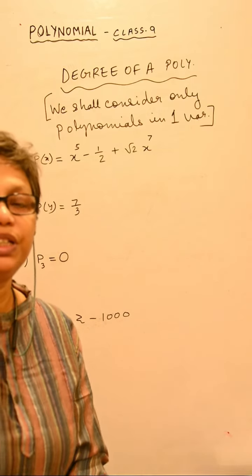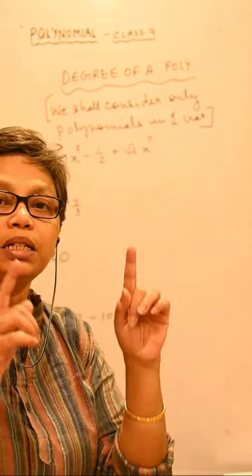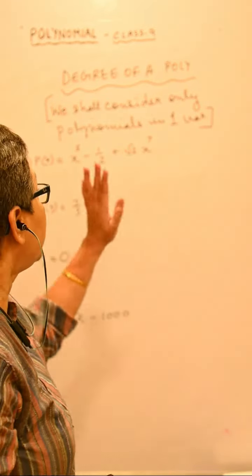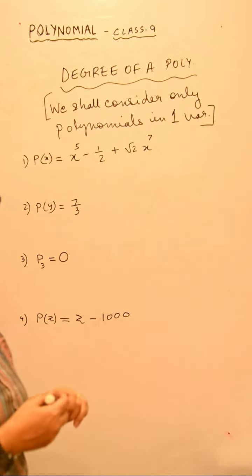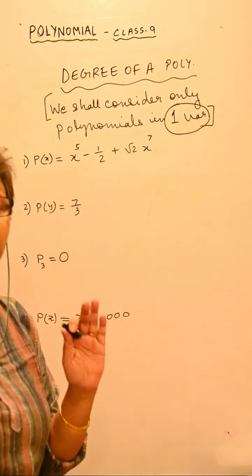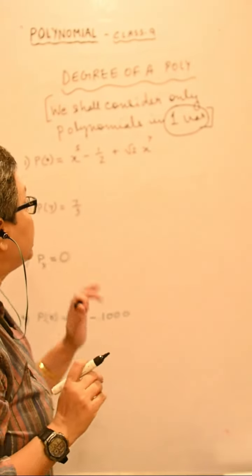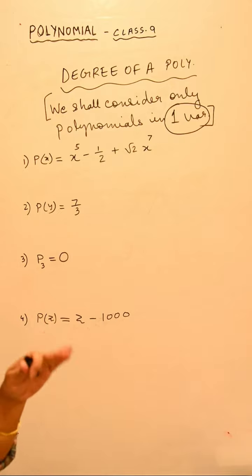In this video, we'll discuss only the degree of a polynomial. What do we mean by the degree of a polynomial? Note that I have written here that we shall consider only polynomials in one variable. That is, it will contain only one variable, and that may be x or y or z, whatever it is. Also, please note, this time when I have written the examples, I have named the polynomials.